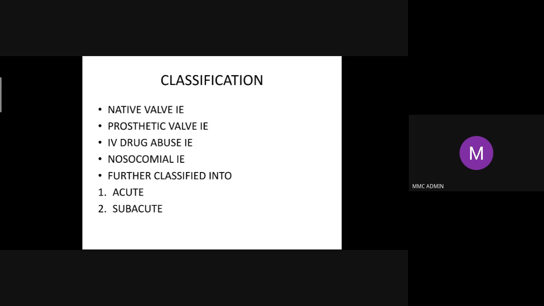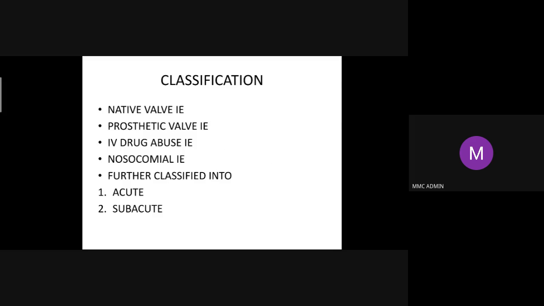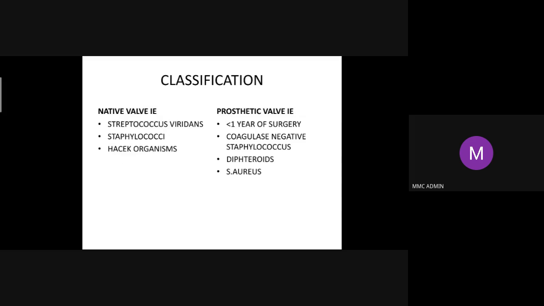Next, we'll see the classification of infective endocarditis. We classify it into native valve endocarditis, prosthetic valve infective endocarditis, IV drug abuse infective endocarditis, and nosocomial infective endocarditis. This is one type of classification. The other type divides it according to the duration of infection, into acute and subacute infection. First, we'll see the organisms responsible for native valve infective endocarditis.